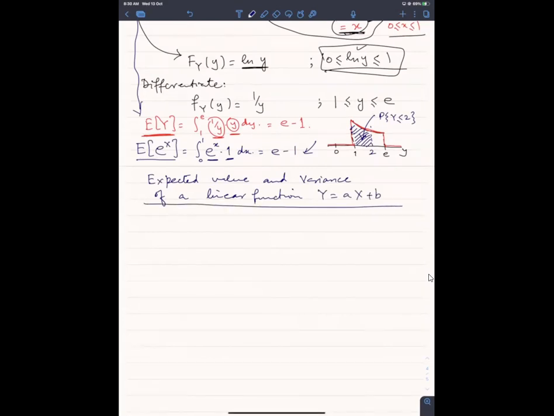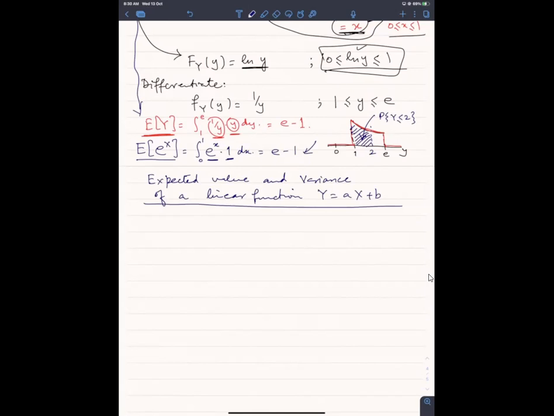I am interested in finding the expected value of y and the variance of y given the variance or expected value of x. I don't know what the distribution of x is, I don't know its PDF. So appreciate that if you know the expected value and the variance of a random variable, that does not tell you about the PDF of the random variable. PDF tells you completely about the random variable.